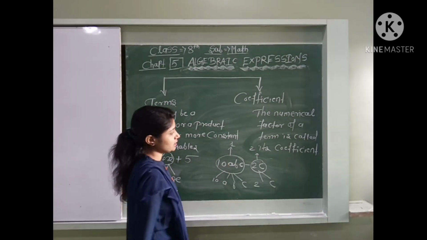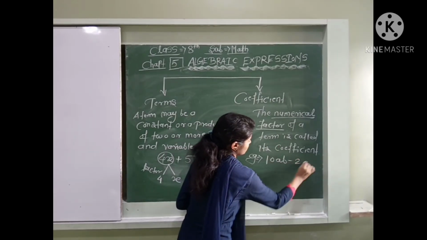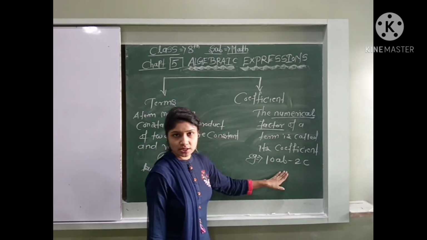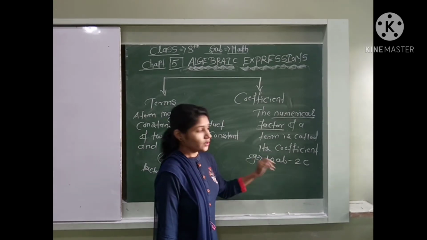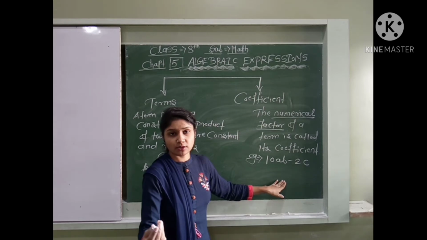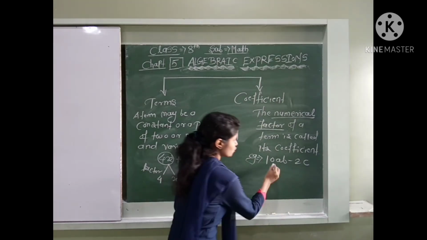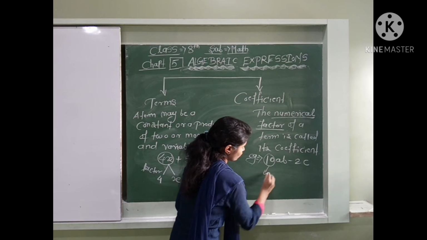Now about the coefficient. See, student. For example, 10ab minus 2c. By using this example, we have to properly understand the coefficient. What is the coefficient of ab? When you are asked this question, which is the numerical value in this term? 10. So 10 is the coefficient.